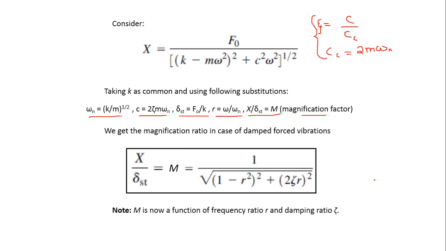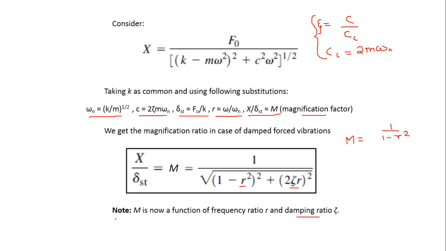And so if you compare this result with the previous result, you will see how it differs from the previous case. In the previous case, m was 1 upon 1 minus r square. So it was only a function of frequency ratio. But here you can see when you are using damping in your system, forced damped vibrations, then this m is a function of r as well as zeta, where zeta is the damping ratio, you all know.